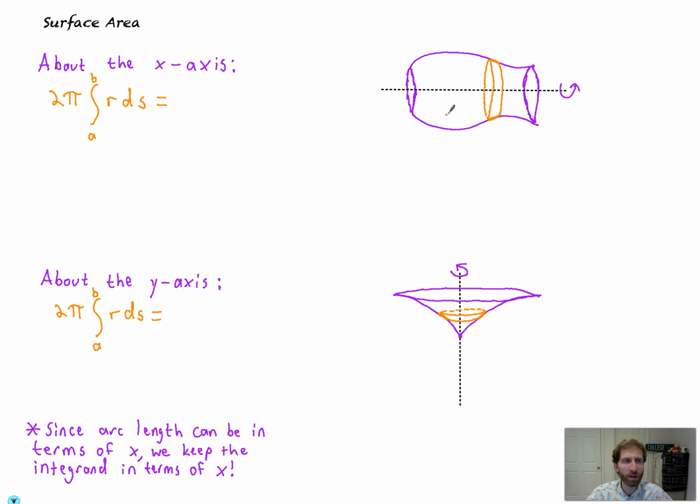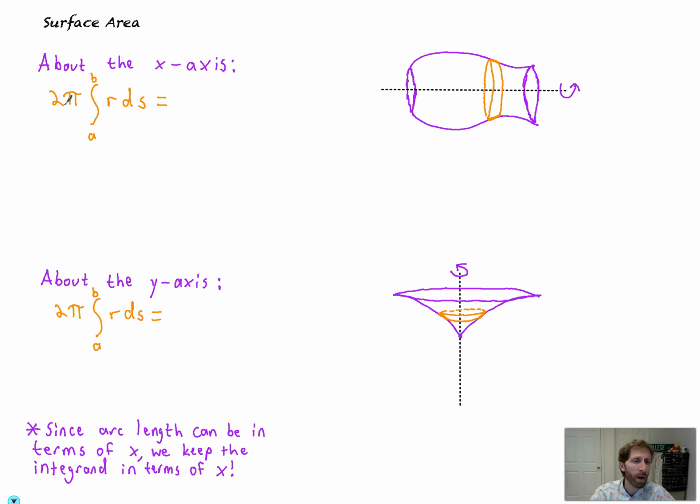Our cross-sections are a little bit different here. They're actually things called frustums. More on that in a little bit. It's almost like a pie dish or a cone with its pointy part cut off. Those are the cross-sections. And so what we have is a formula that you need to get down. This formula is not needed for the AB or BC exams, but some Calc 2 teachers are definitely going to be asking you to know this.